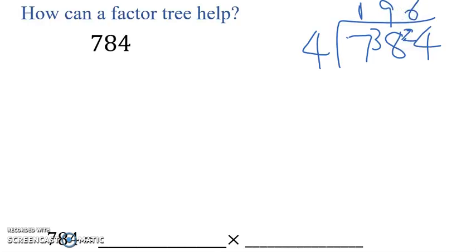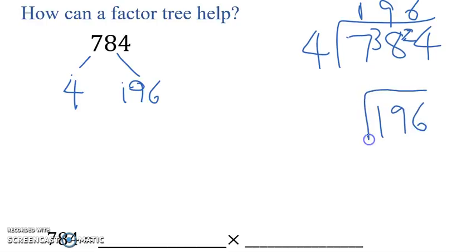So I know that 784 is 4 times 196. Now I've got to find a factor of 196. So I might try 4 again. 4 goes into 19 4 times, remainder 3. And 4 into 36 goes 9 times. So it turns out that 196 is 4 times 49.